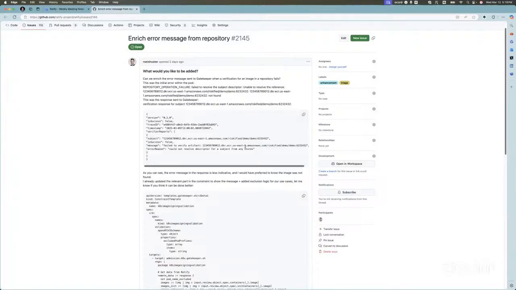Yeah, as you can see, the user wrote that I would have preferred to know the image was not found. Because we mention the descriptor, right? But for the user, it will be easy to understand whether it is the image or the Helm chart. For example, if I assign an image, and this image cannot be found, I expect a message like could not find the image from the configured store.